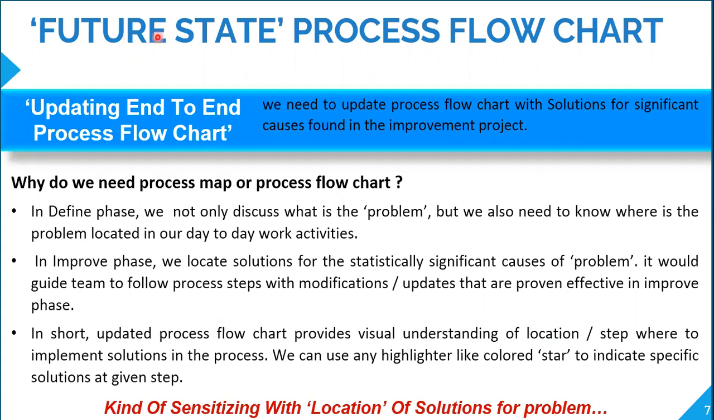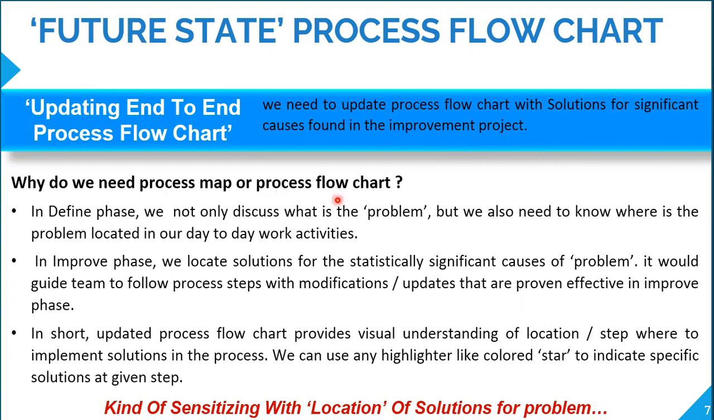So updating or modifying the process flow chart. Updating the end-to-end process flow chart. We need to update the process flow chart, that is, the process map. We also call it a process map, with solutions for significant causes found in an improvement project. So we need to update the process map with the solutions only for those significant causes, those 3 significant causes which we found in the analyze phase.